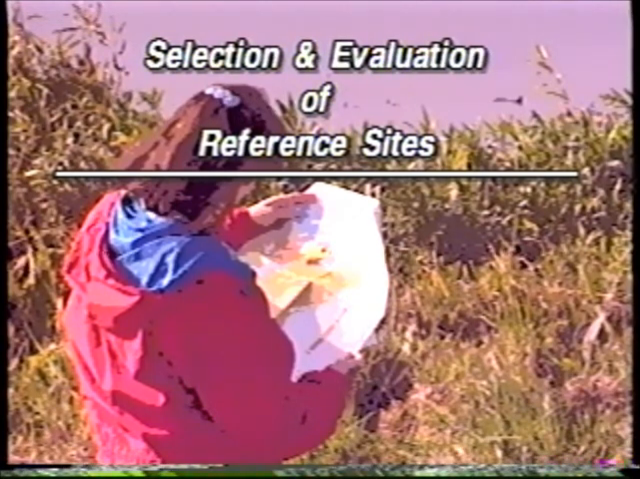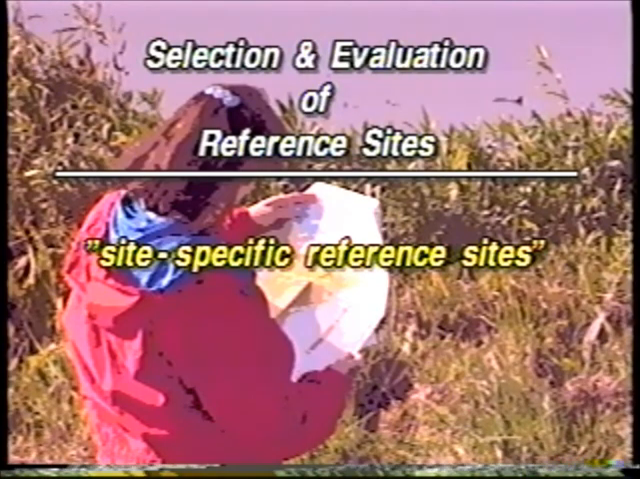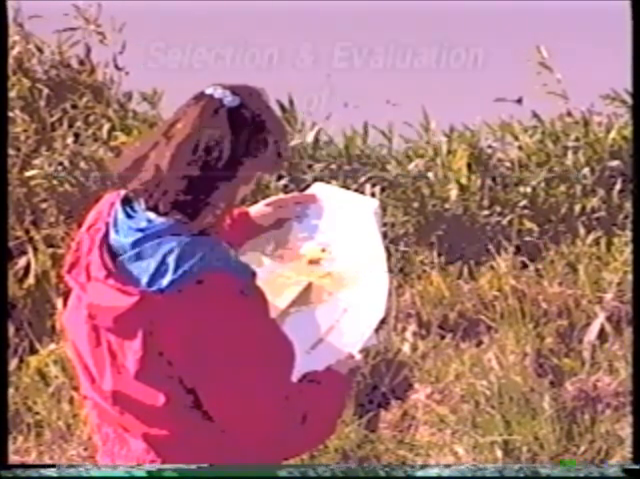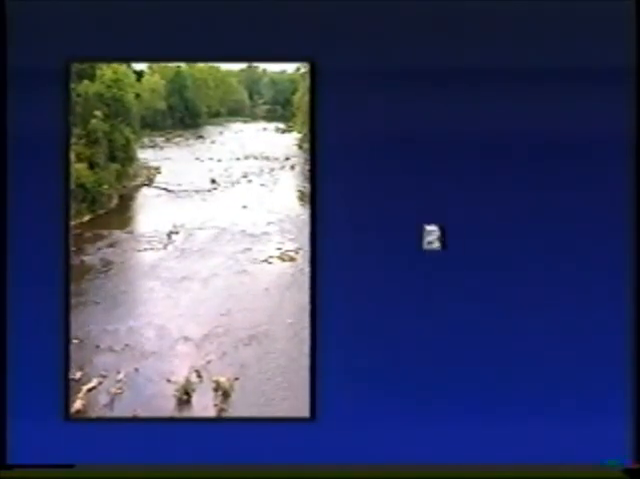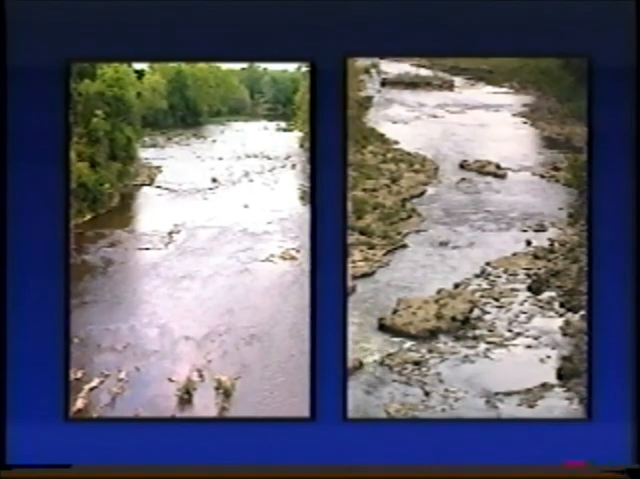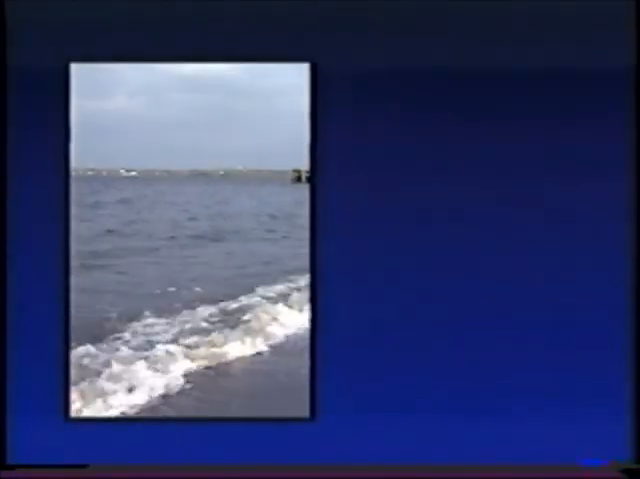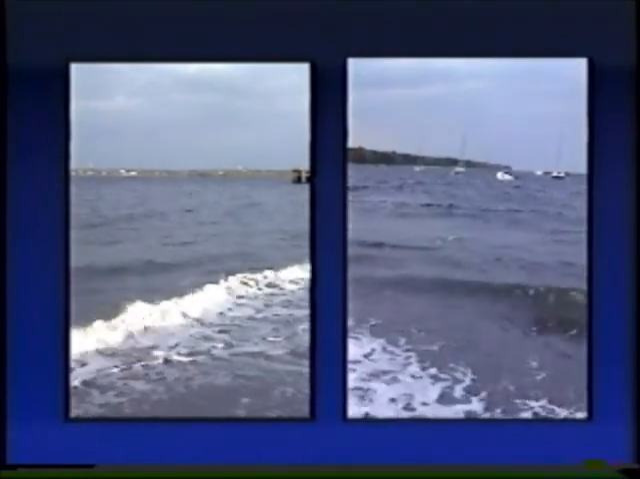There are 2 main approaches to establishing a reference condition. One is to use site-specific reference sites within the same water body. This is the case, for example, when an upstream site is used as a reference for a downstream subject location, or when a nearby undeveloped coastal area is compared to a similar subject site.